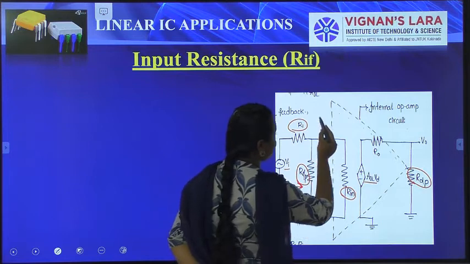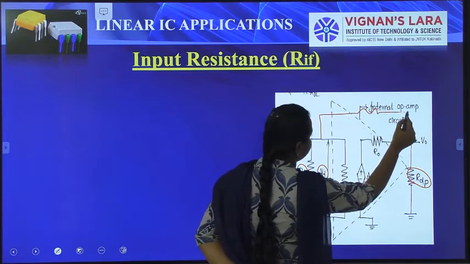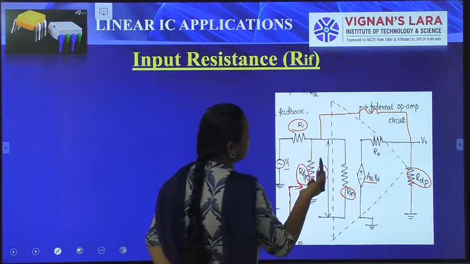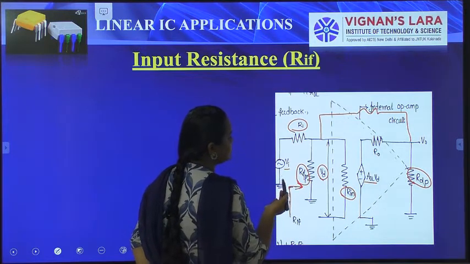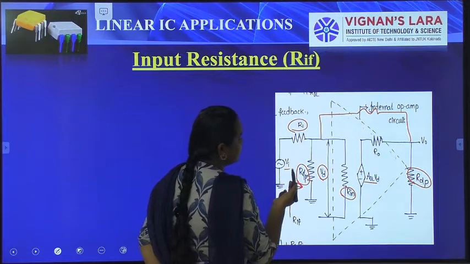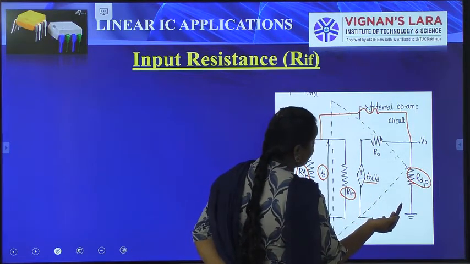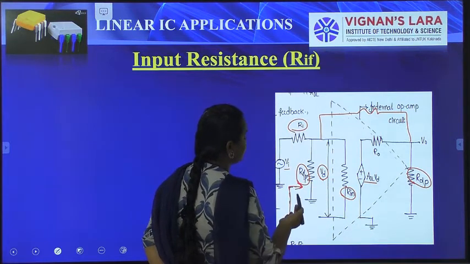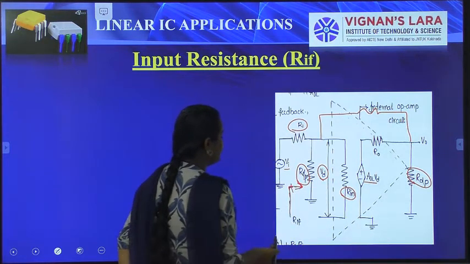Generally we have connected feedback here, but in this case the input feedback is connected between the input terminal and the output terminal. The input terminal is R1 and the output terminal is R output, that means V0. Here this feedback network is connected on the input side.